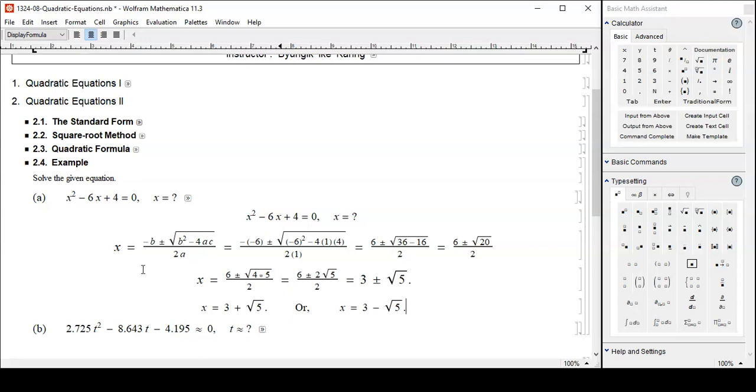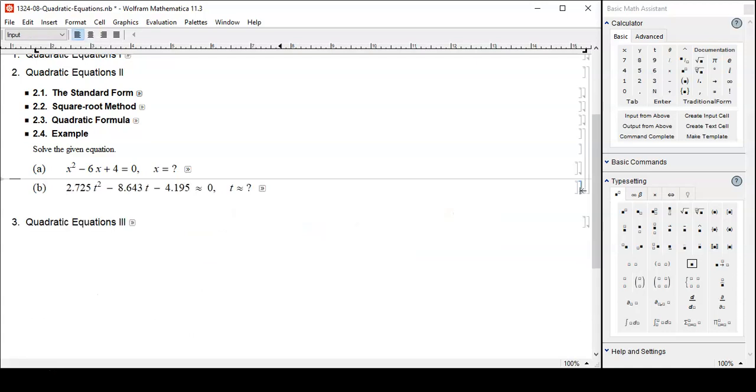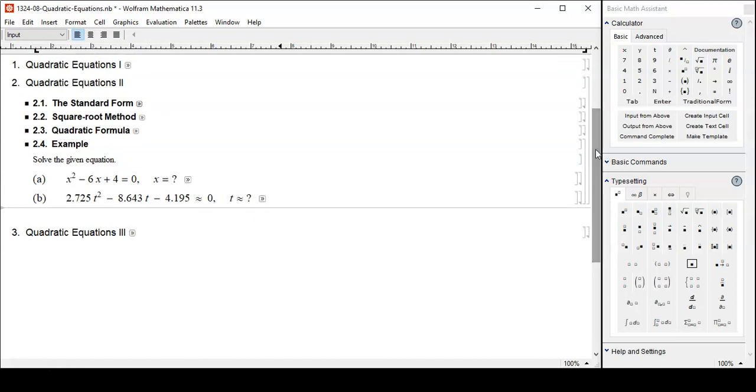So even if you can do this by factorization, if you cannot factor, or something is not really working out, or if you want to really check your answer, you can put everything into this quadratic formula and work it out. Okay, there's one problem, and how about the next problem here? Well, pretty much the same, except here we have non-integer coefficients, so the traditional factorization method will not apply at all.